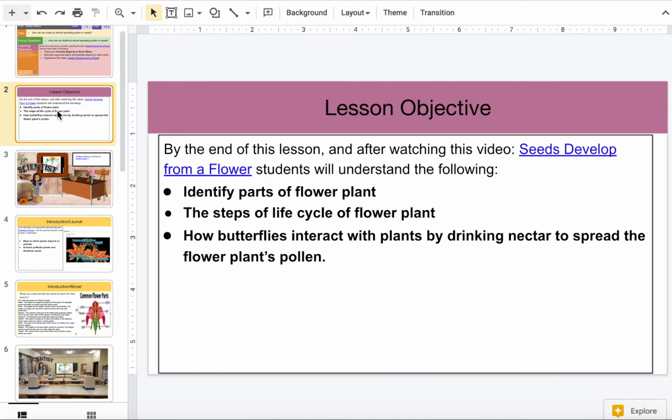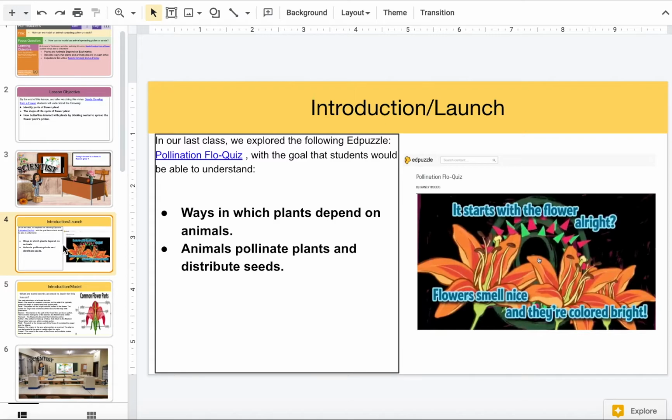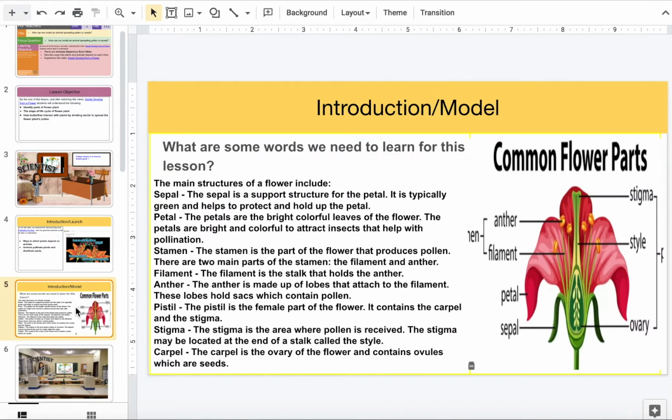By the end of this lesson, you'll understand how to identify parts of a flower plant, the steps of the life cycle of a flower plant, and how butterflies interact with plants by drinking nectar to spread the flower's plant pollen. In our last class, we explored the Edpuzzle video pollination flow quiz, and we learned ways in which plants depend on animals and how animals pollinate plants and distribute seeds.